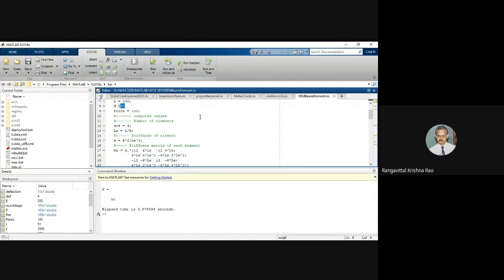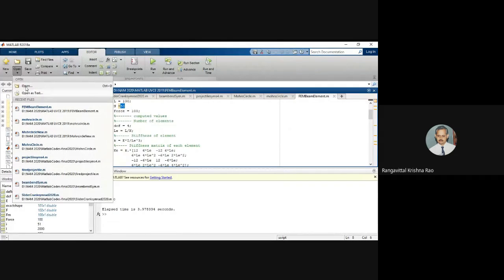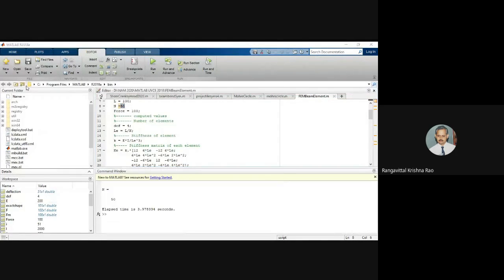So if once you run it on your system, you can get the graphs. If you start with 1 element, 2 elements, 4 elements, you can show how convergence is achieved. Like that, you have got some more problems of heat transfer. You can get it with FEM, heat transfer or structures problem.